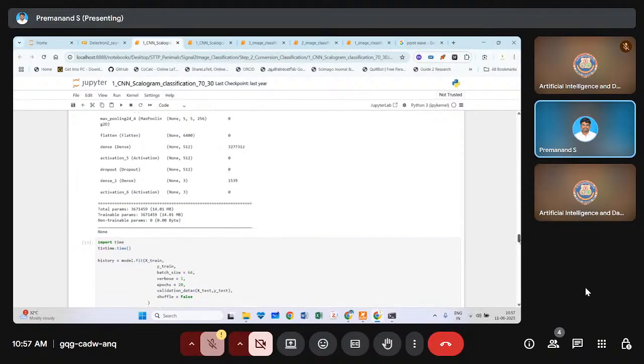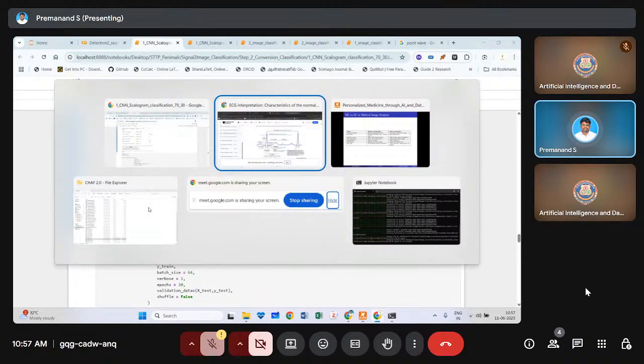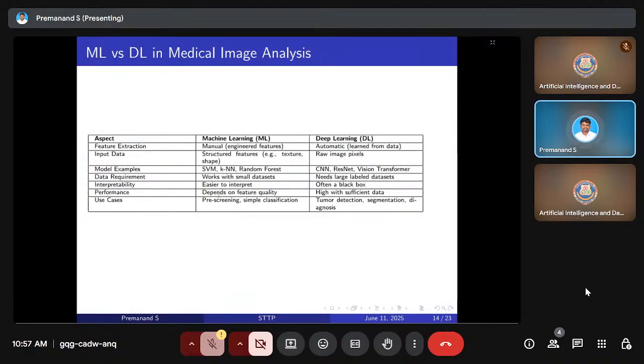Yes. So if I see here, total parameters. This kind of information we can get only with deep learning. If the doctor asks what those parameters are, we don't have any proper answer. We have an answer, but not a proper one. So this is why we call deep learning a black box. It's happening, but we don't know what is happening inside.